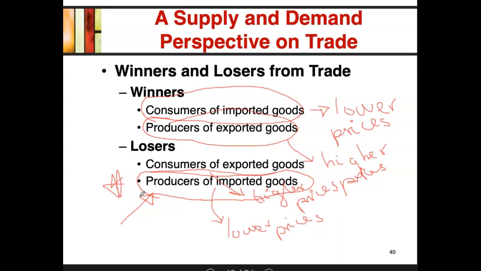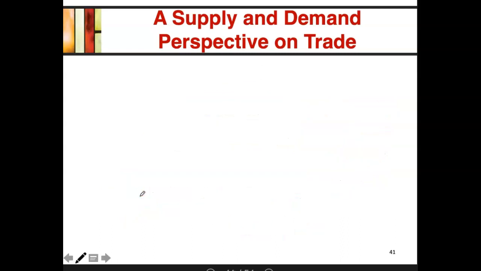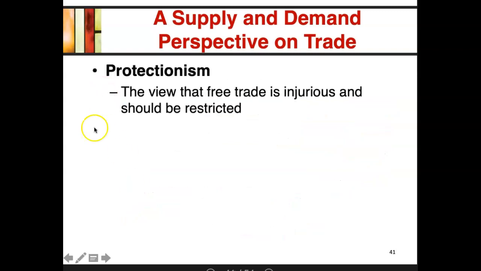So you do have people who argue against free trade, and that brings us into this theory called protectionism. Protectionism basically says free trade is quite detrimental and in a way free trade should be restricted. The main reason they say this is that producers lose, especially in the case of the country being a net importer, like the United States.